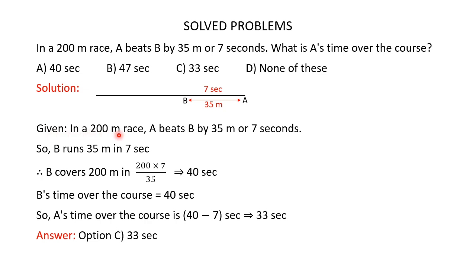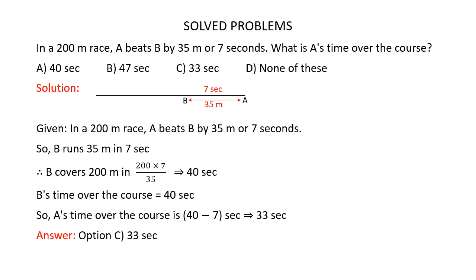In a 200-meter race, A beats B by 35 meters or 7 seconds. So B runs 35 meters in 7 seconds. So let's find out the time taken by B to cover 200 meters. So B covers 200 meters in 200 multiplied by 7 divided by 35, which is 40 seconds. So B's time over the course is 40 seconds. That is, B takes 40 seconds to cover the 200 meters.